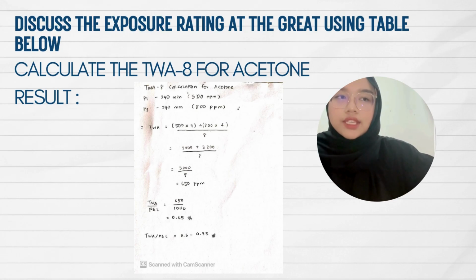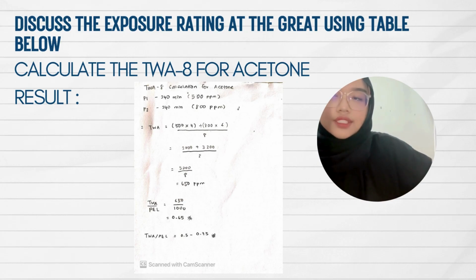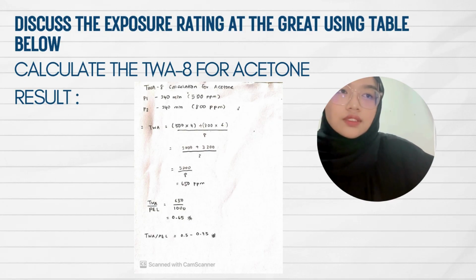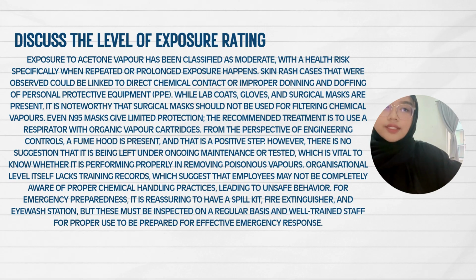The formula for TWA is C1 times T1 plus C2 times T2, divided by 8 to get the calculation. C is the concentration in ppm, T is the time in hours, and the total time is 8 hours. As you can see, there's the result that we have calculated, and that's the answer for the TWA8 calculation. So the next part is to discuss the level of exposure rating.